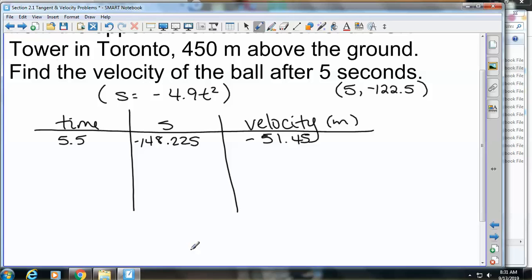So I did just the slope calculation. These are my y values, so y2 minus y1. We need to do some more, getting closer to 5. Let's say I did 5.1.